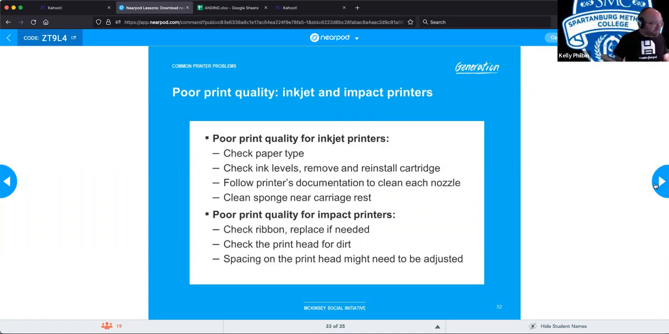Spacing on the print head might need to be adjusted as well. Is it close enough to where the pistons, when they're firing, are actually making solid impact with the page, or are they set back a little bit too far to where it's barely touching the page, so you only get like gray images? And sometimes that could change over the course of the page, where it starts out light but gets darker as it moves across, because one side is set closer than the other, so it's getting a clearer image on one side than the other.